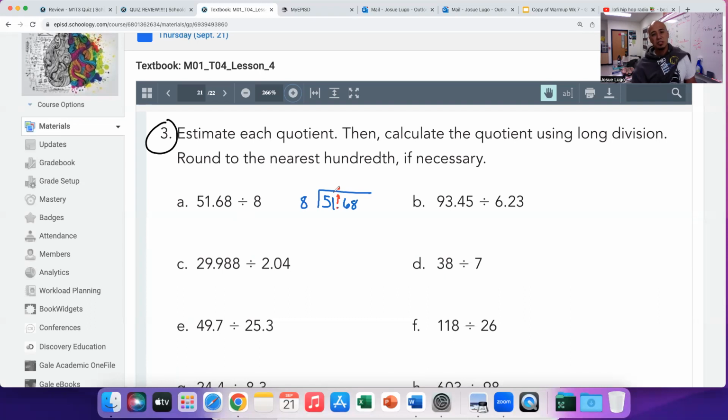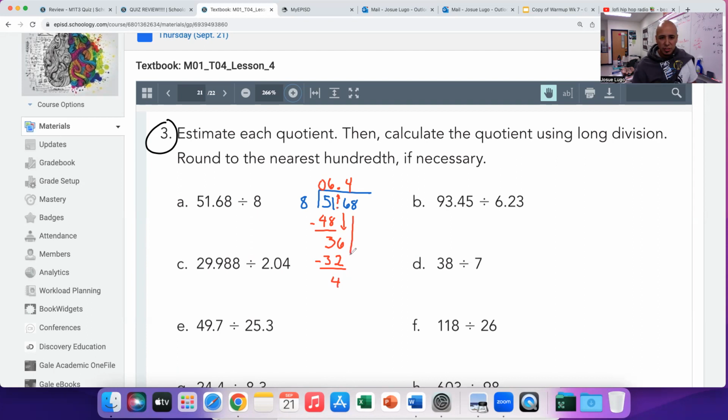In the division process, 8 cannot go into 5, but it does go into 51 6 times. 8 times 6 is 48. So now we need to subtract 51 minus 48. I just know that 51 minus 48 is 3, but you can do the subtraction process here. We have 3 left over. Now let's bring down the next digit, which is 6. So 8 goes into 36 4 times. I'm going to put the 4 over the 6. 8 times 4 is 32, and 36 minus 32 will give us 4.